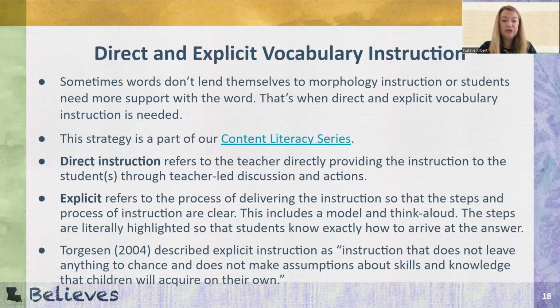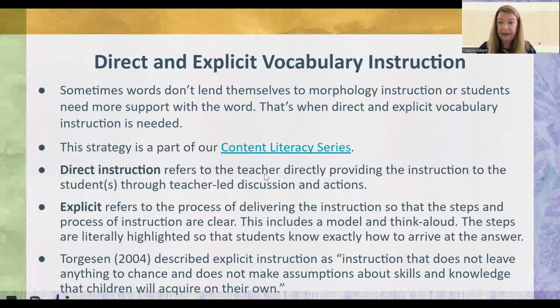Torgesen in 2004 described explicit instruction as instruction that does not leave anything to chance and does not make assumptions about skills and knowledge that children will acquire on their own. We're giving it to them, and then we're letting them manipulate that.